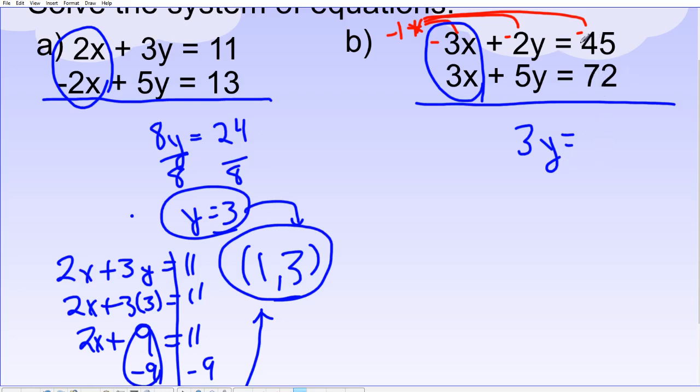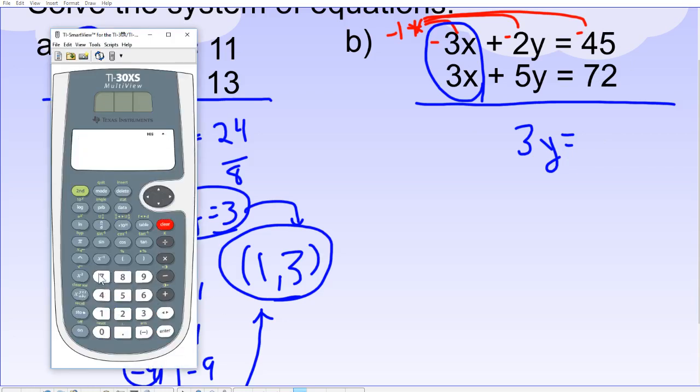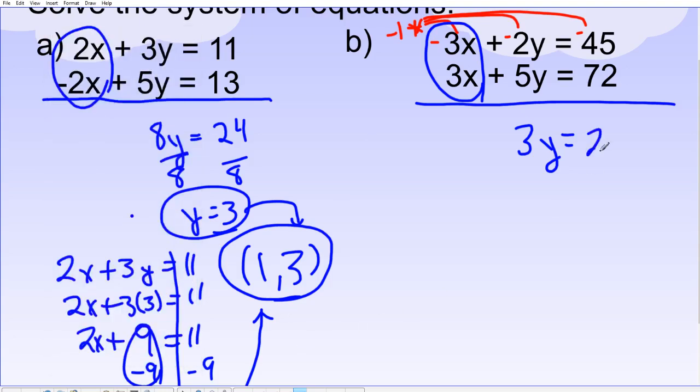72 and a negative 45. 72 plus negative 45. Or you could also do 72 minus 45. See, same answer. 27. My x's are gone. I can continue solving this very easily. Divide by 3 on both sides. Y equals 9. I know the y coordinate of my answer is 9.